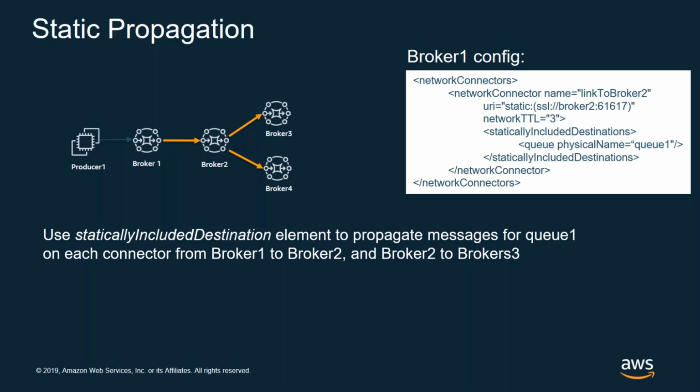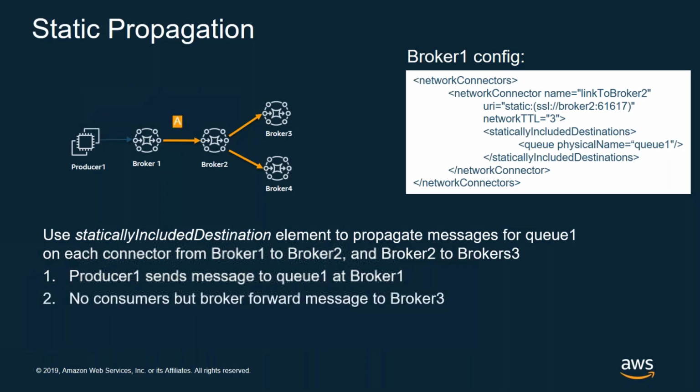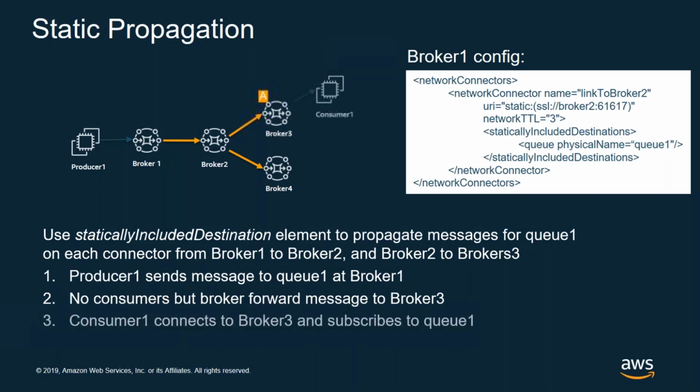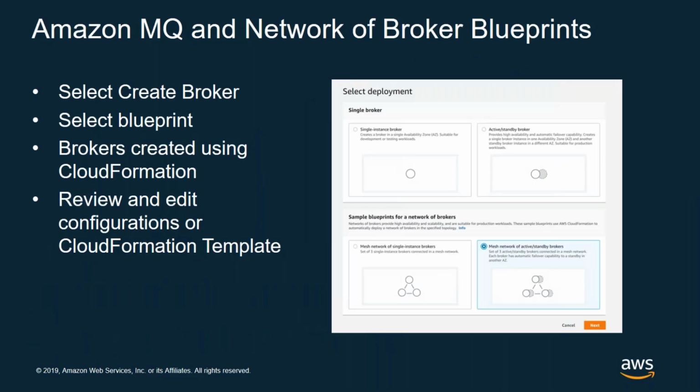So if we look at an example here, the producer sends a message to Q1 at broker 1. There are no consumers, but the broker goes ahead and forwards that message to broker 3 because it has that already defined for Q1. So now when a consumer connects, the message is already there, and the broker forwards that message to consumer 1. So in this static propagation scenario, you can actually forward the messages before the consumers are available to do so.